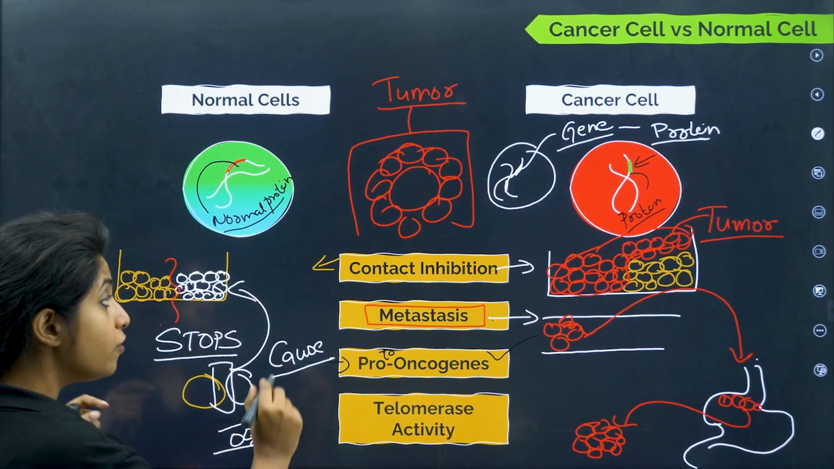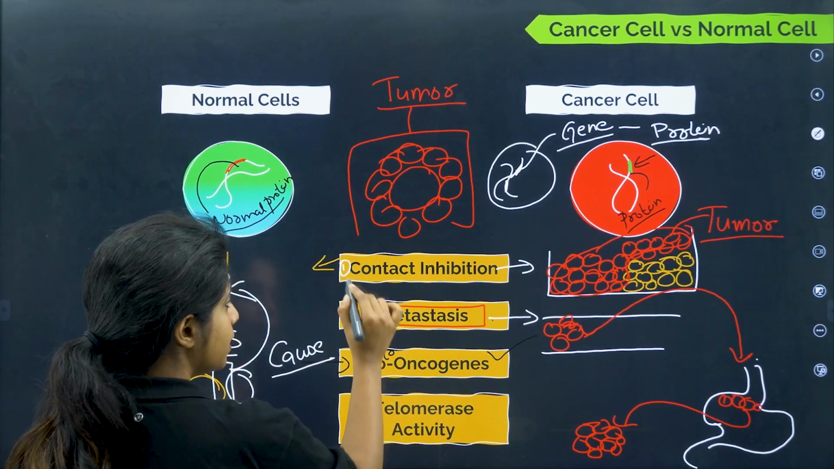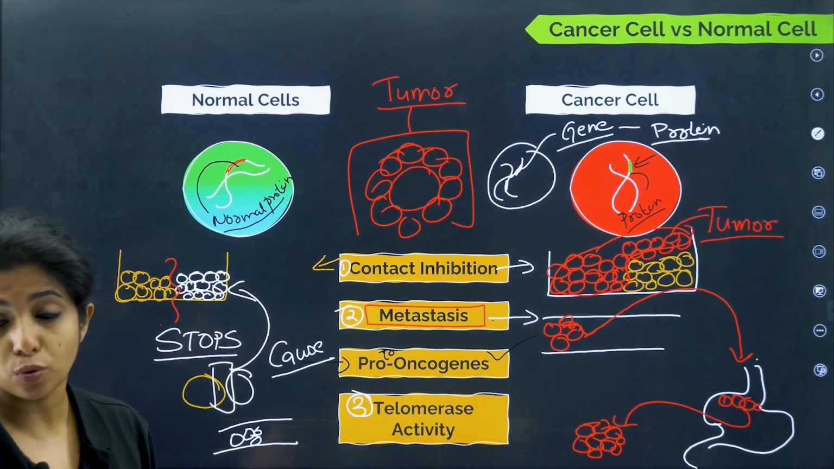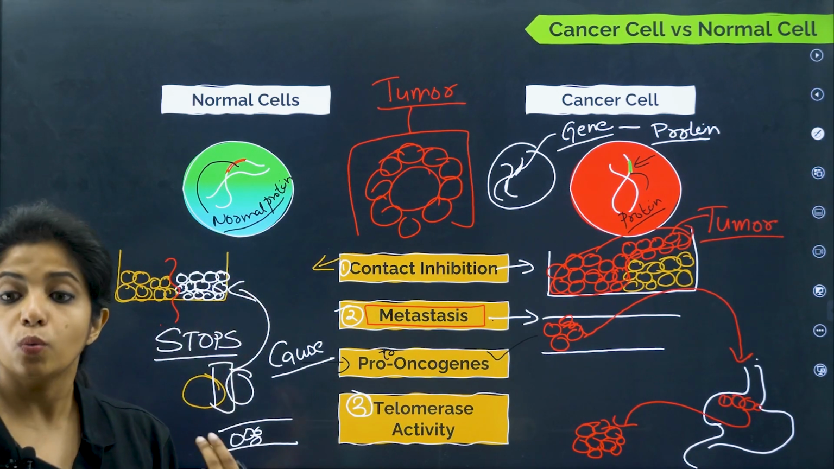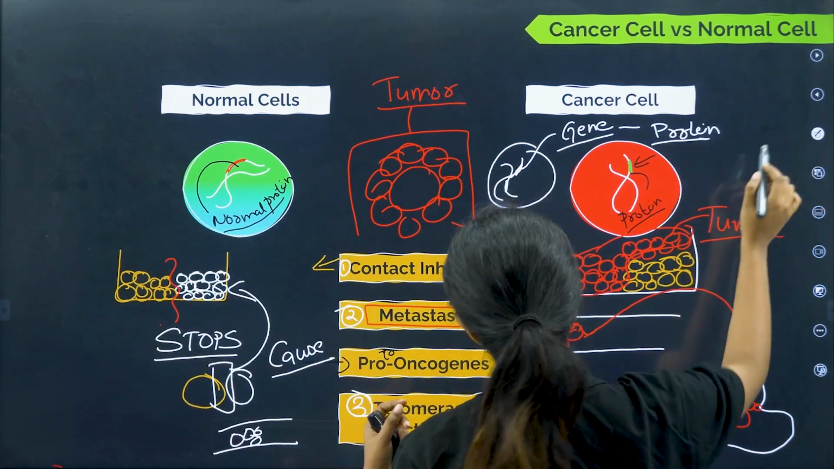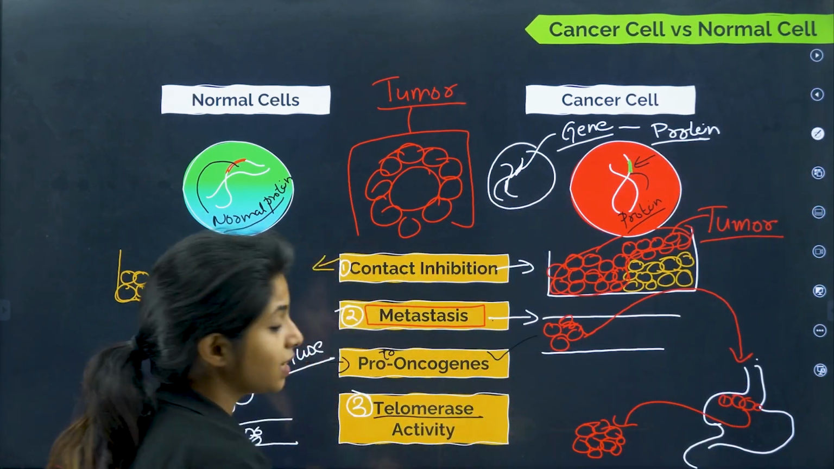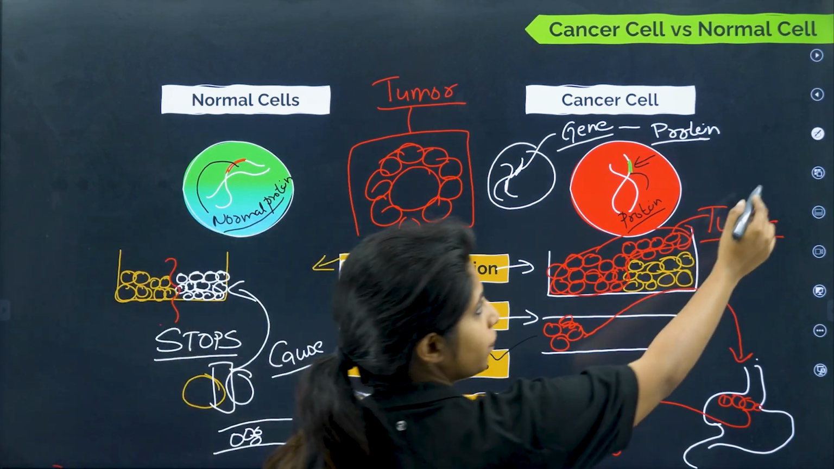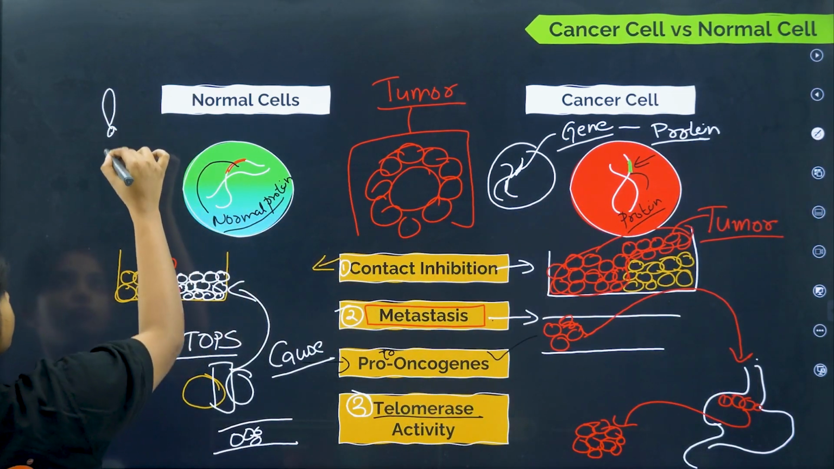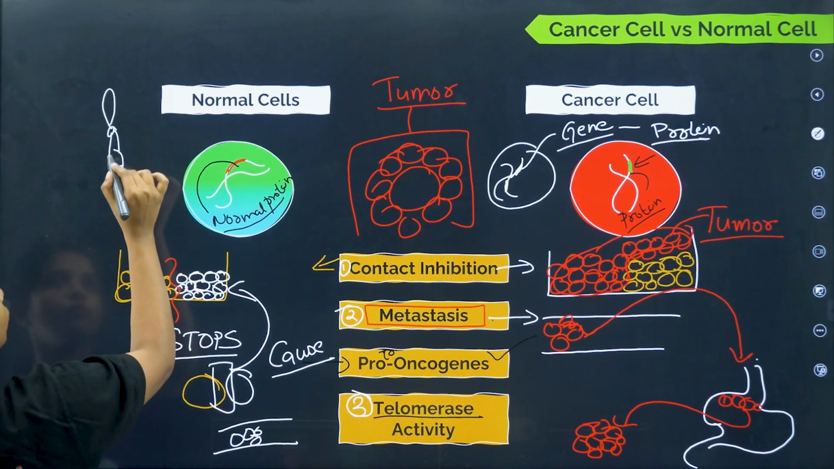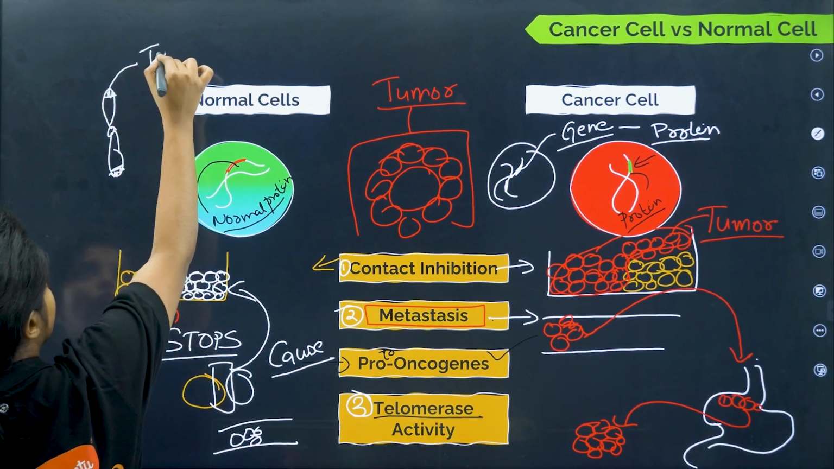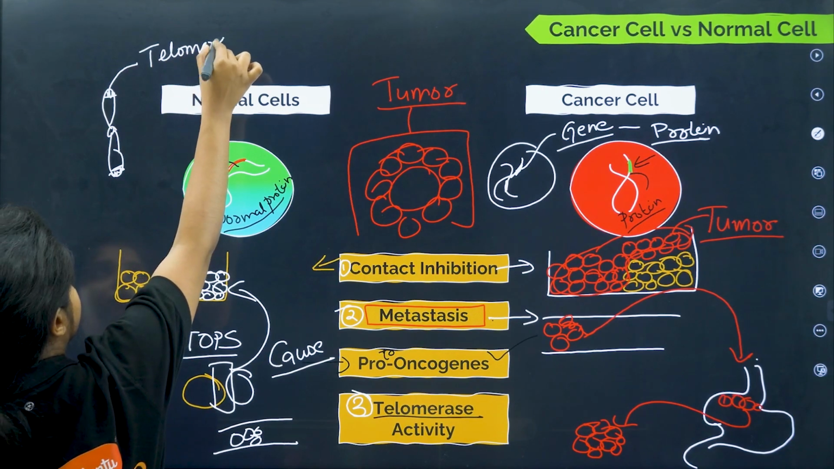Now apart from contact inhibition, which was the first thing, the second thing is metastasis. The third thing that the cancer cell shows is telomerase activity. What do you mean by telomerase? Telomerase is an enzyme. If you know about chromosomes, children, the end region of the chromosome is known as telomere.